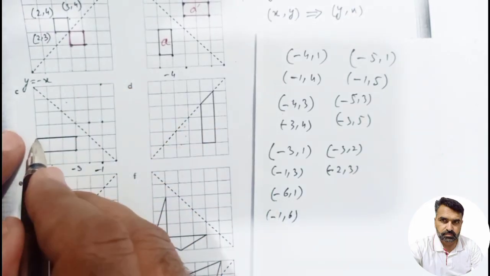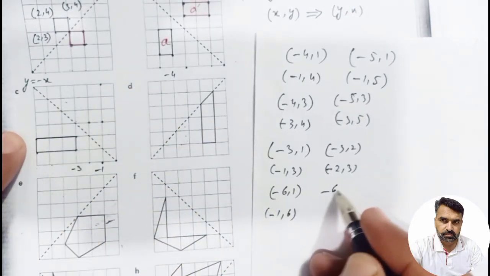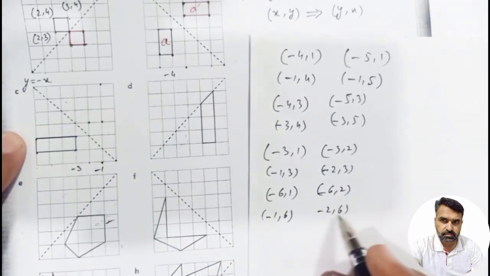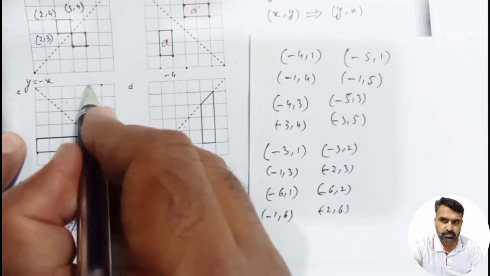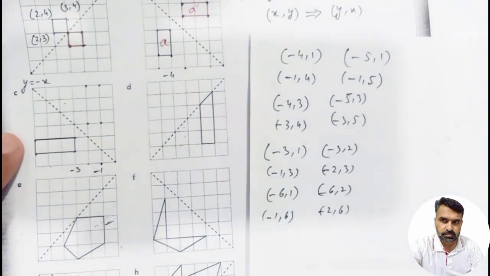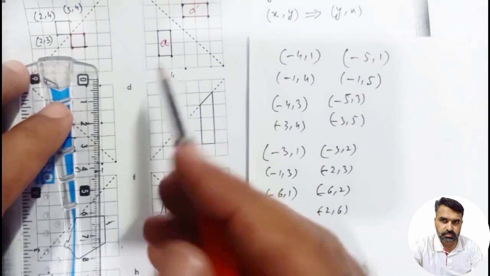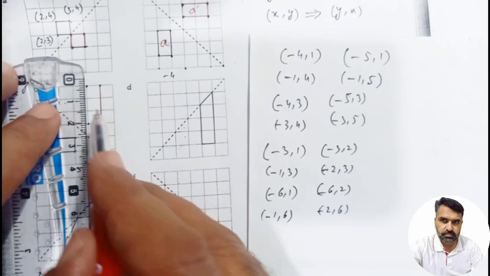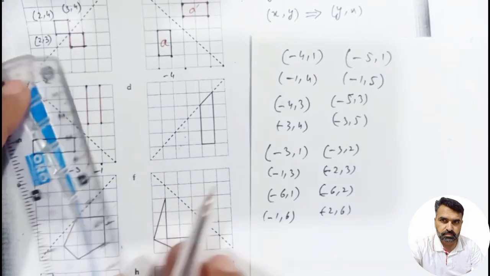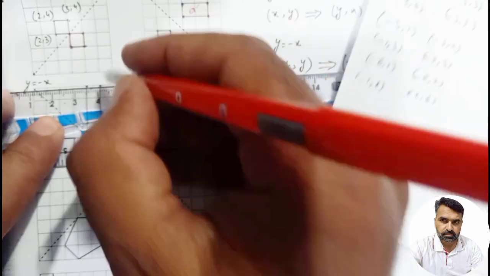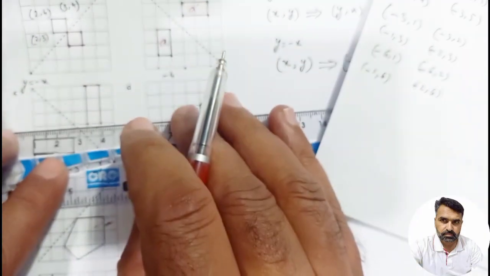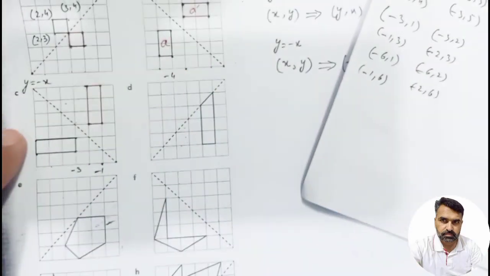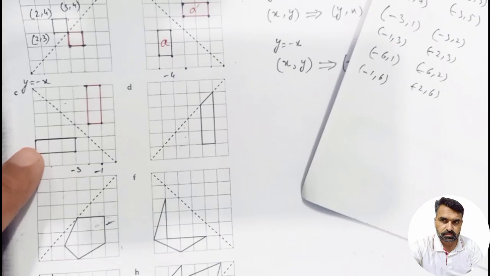And students, the coordinate of this point is minus 6 and 2, and minus 6 and 2 will be changed according to this equation into minus 2 and 6, and it is minus 2 and it is 6. Now join these 4 points, and that will be the reflection according to the mirror y is equal to minus x. Very simple question, students, not complicated. Just you have to think carefully and remember the laws or formulas of reflection according to the line.